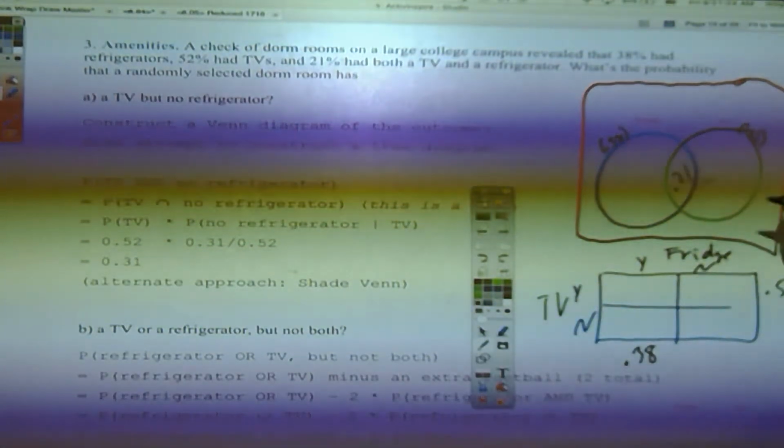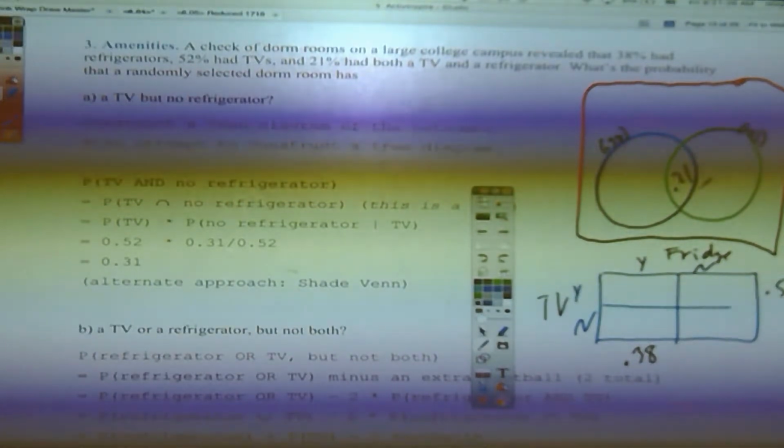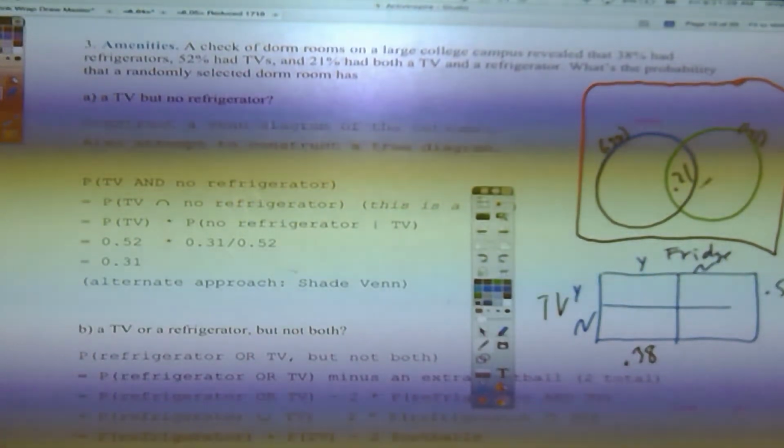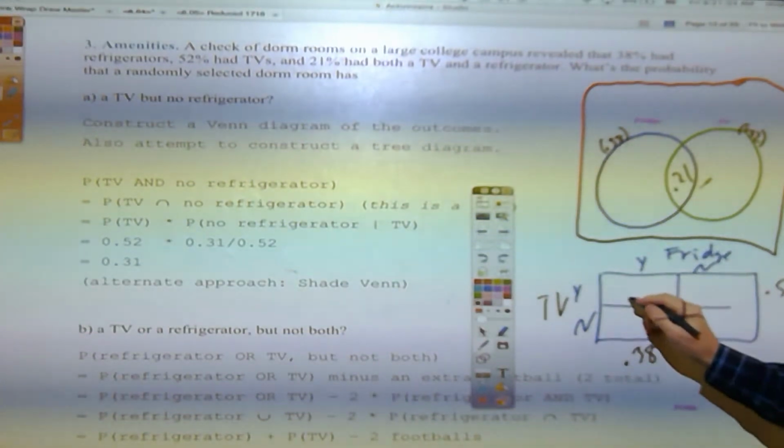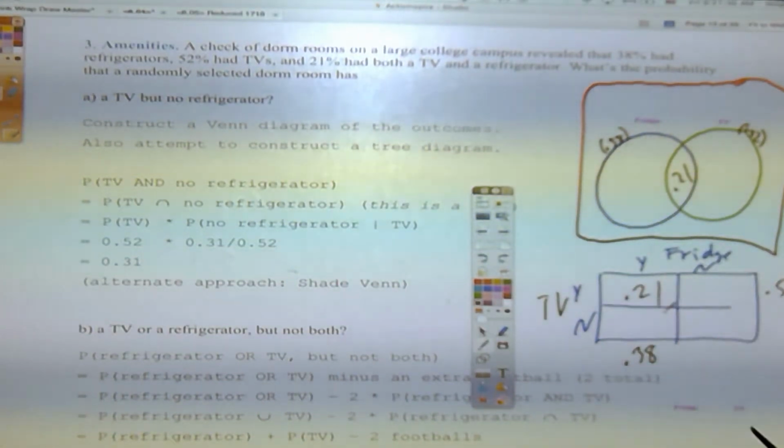21% had both, so that goes in the football. They're telling us the football of the Venn diagram. What are they telling us in the two-way table? Yeah, they're telling us the upper left is 0.21. So I'd like you to do both.